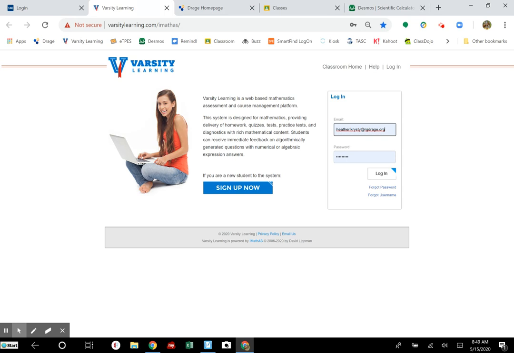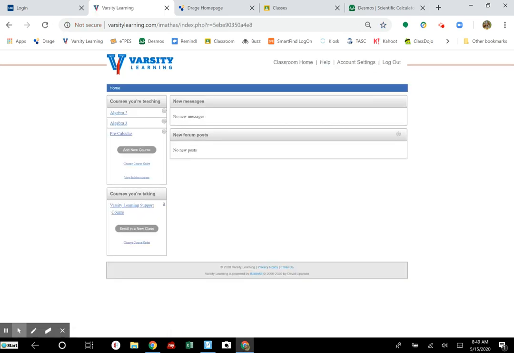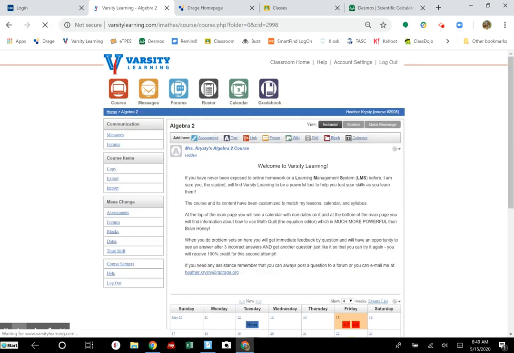Now, if you ever can't log in somewhere, I can change your password, but I can't see your password. So we might have to change those sometimes and go from there. But you're going to hit log in, and then over here you would see only Algebra 2 as a course. I see all 3 that are related to me, so I'm going to click on Algebra 2.